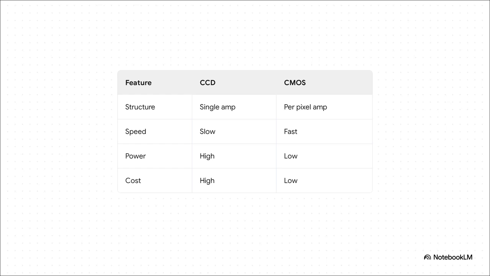But the real kicker is the power consumption. It is astonishingly low. We're talking 100 times less power than a CCD. That's literally the difference between your phone draining its battery in minutes versus lasting for hours. Plus, they're way cheaper to make. Honestly, CMOS is the reason mobile photography skyrocketed the way it did.